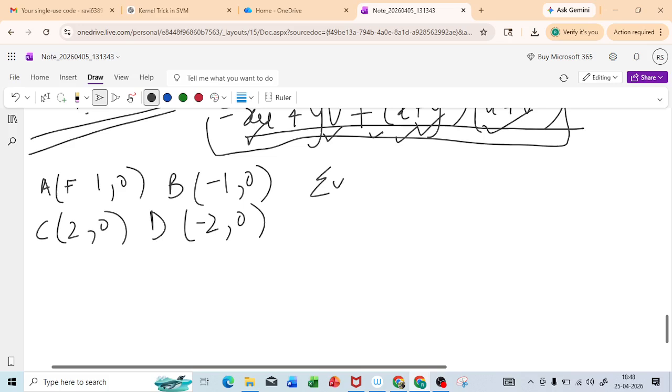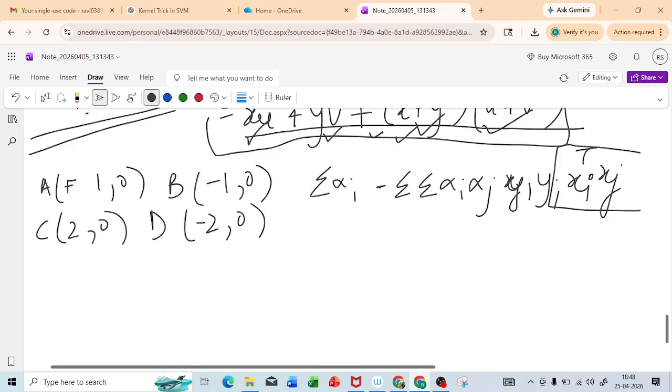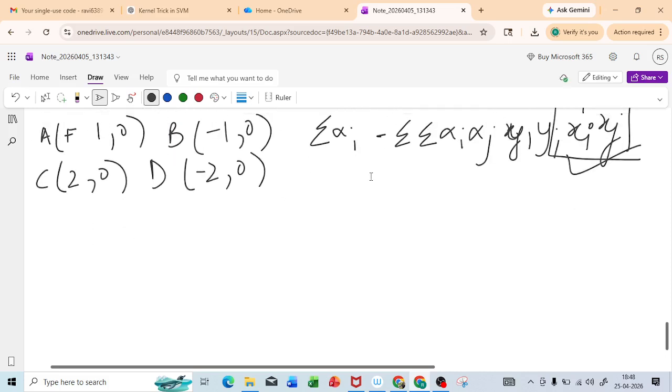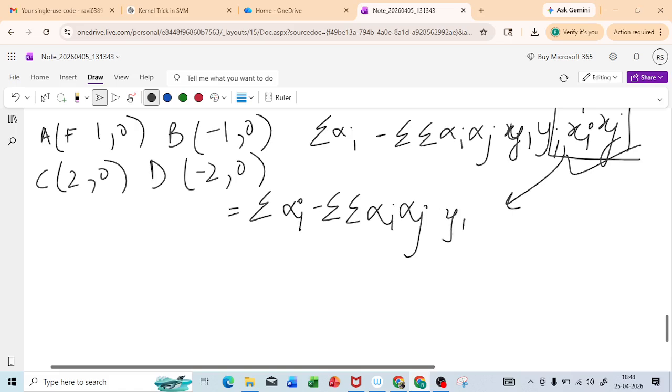Because our actual formula is the summation of alpha i minus the summation of alpha i alpha j into y i y j into x i transpose x j. So you see, we actually need it for each pair of points, and therefore we need to calculate the matrix for that, so our life becomes easy. In terms of kernel, it would be alpha i minus alpha i alpha j y i y j into K of x i and x j. Okay, so this is what we need to do.